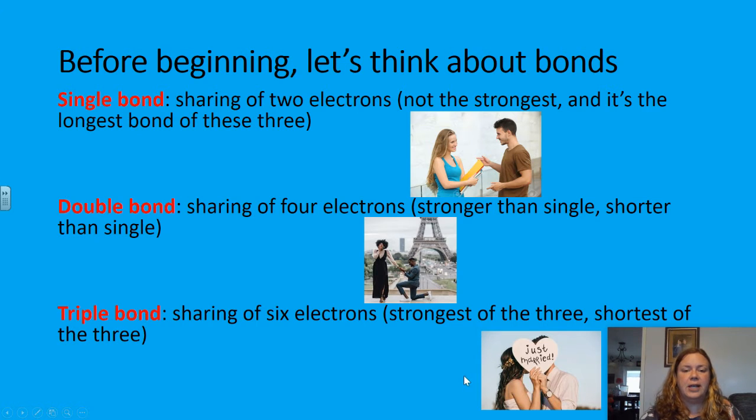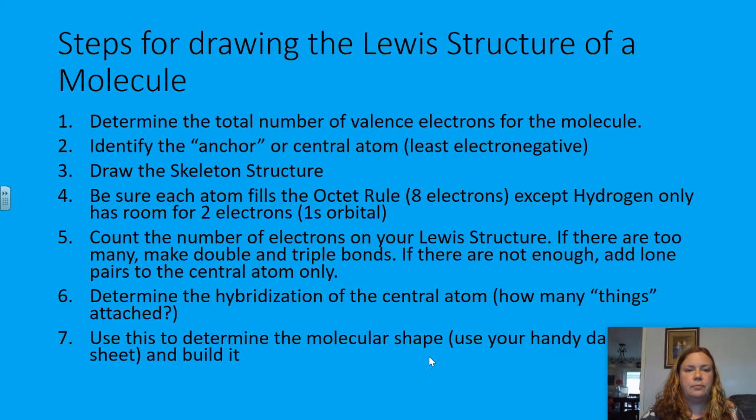And finally, the triple bond, I think of it as a just-married type of bond. That bond is the strongest of the 3, so it's very hard to break. And it's the shortest of the 3, meaning that they're very, very close together. So it's just a silly way to help me remember how single, double, and triple bonds work.